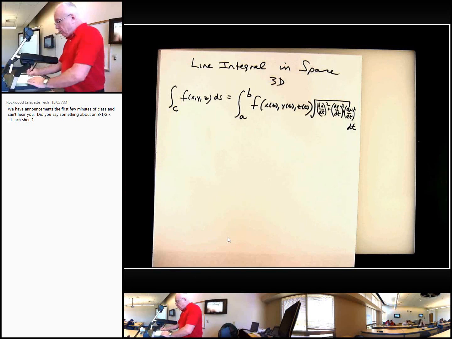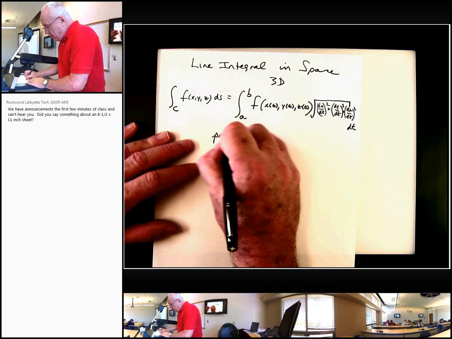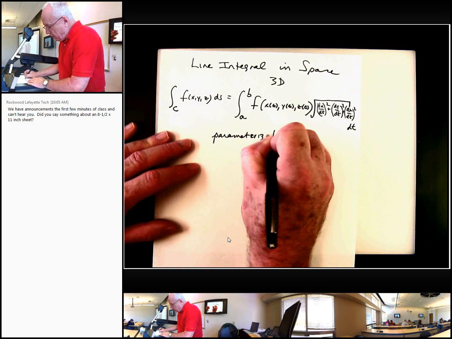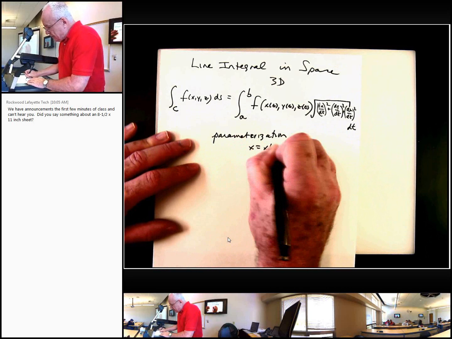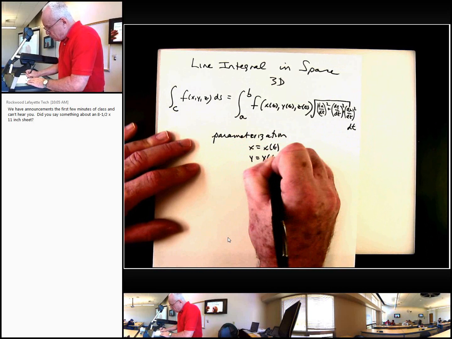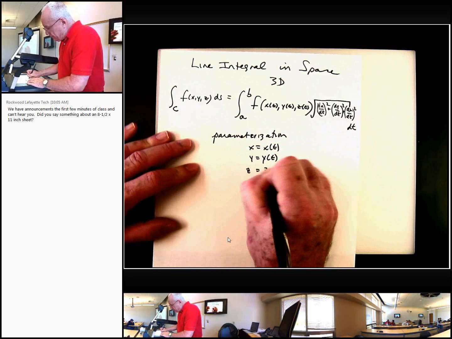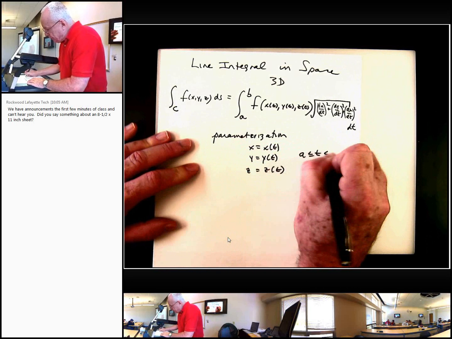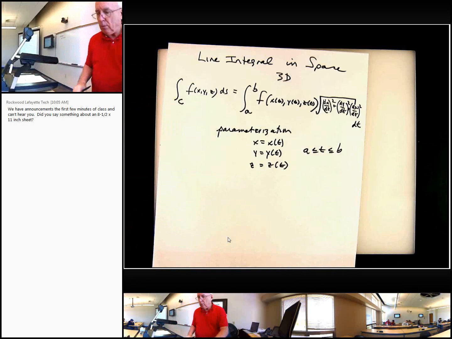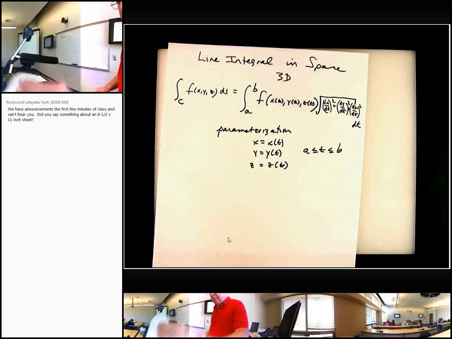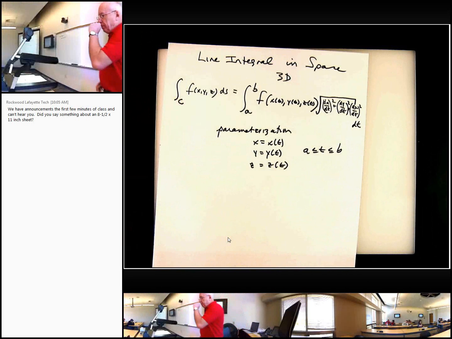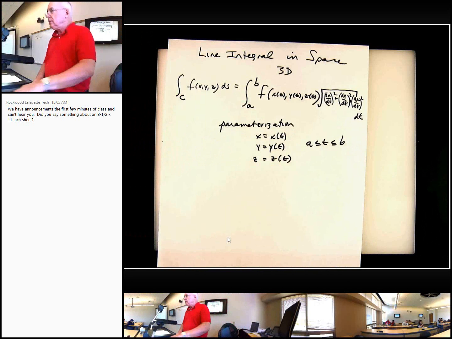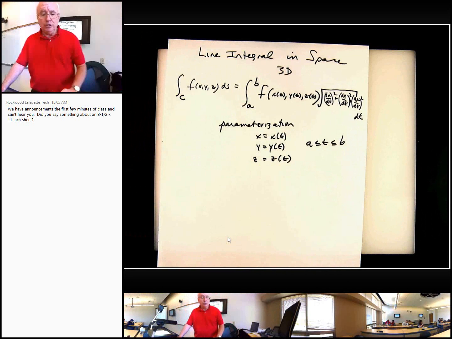And of course our parameterization is x equals x of t, y equals y of t, and now we have z equals z of t, and again t is ranging between two numbers a and b, right? So that's, I think, what you would think, obviously, of the expansion into the new dimension.